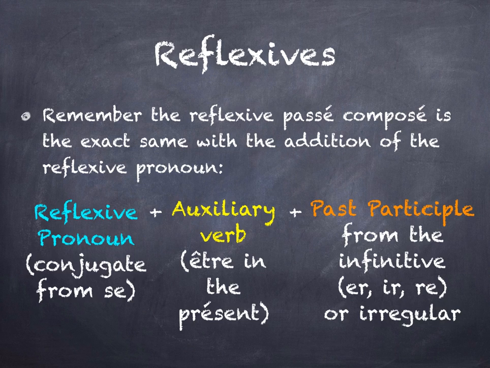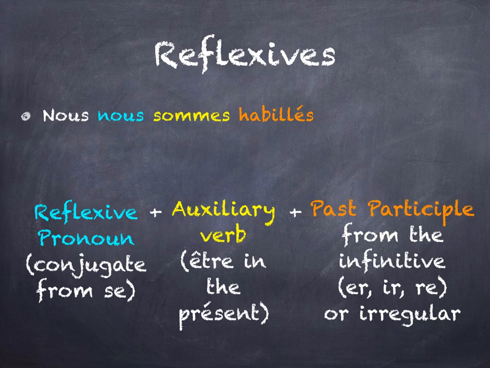So if we look at another example, nous nous sommes habillés. So we have dressed ourselves. Our reflexive pronoun is nous, because that's our conjugation of se that matches nous. Our auxiliary verb is sommes, because that's how we conjugate être in the présent for our subject pronoun nous. And then finally, our past participle habillé. Habillé is a regular ER verb, so we dropped the ER, we added an E accent aigu.